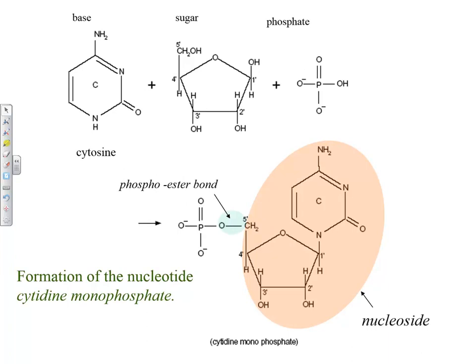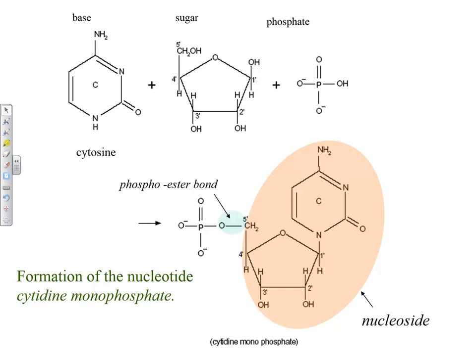So the third component is the inorganic phosphate ion. Here, for example, you have C, but it could be anything: A, G, C, T, U, whatever you like. C here, cytosine. Then you have this 5-carbon sugar. In this case, we are using ribose, so let's say it is an RNA molecule that we are trying to construct. And then there is a phosphate.